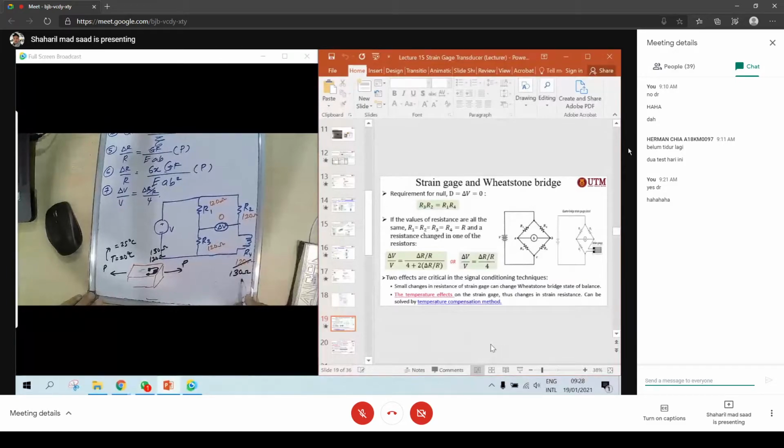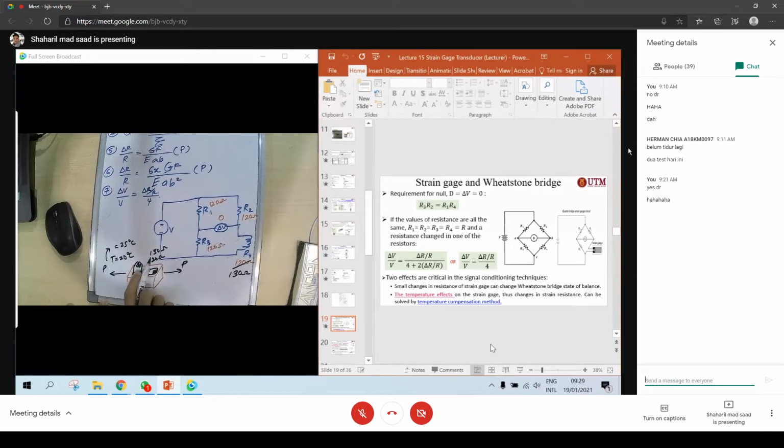So how to solve this, how to compensate for this, is by applying another strain gauge. Let's say this is when you apply your force, P. So when there is a temperature change to 25 degrees, this value will change from 120 to 130. That means your delta V is not null anymore. It's not balanced anymore. So you are going to start the measurement, but the temperature has changed. How can you start the measurement, because you cannot set the delta V equal to 0? It's very difficult. So what we do is apply another strain gauge, but in the opposite direction.